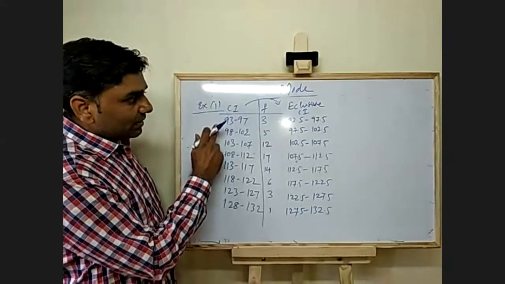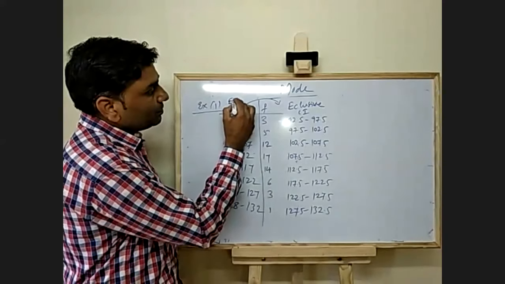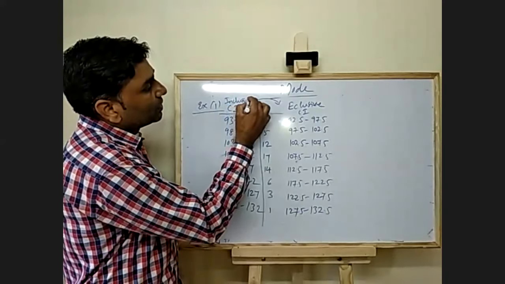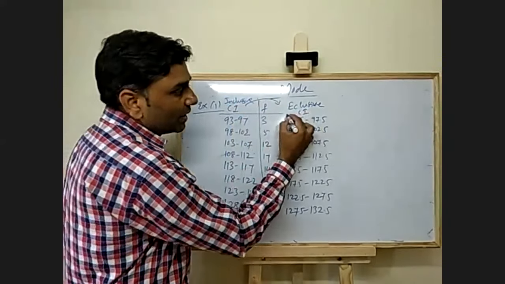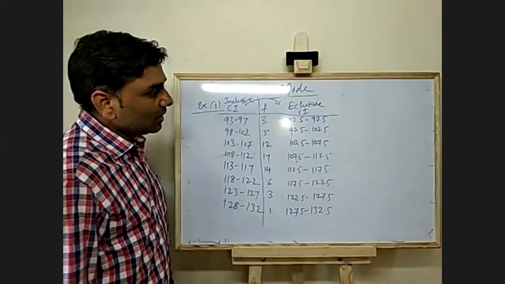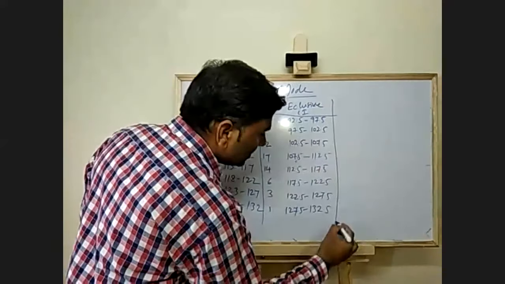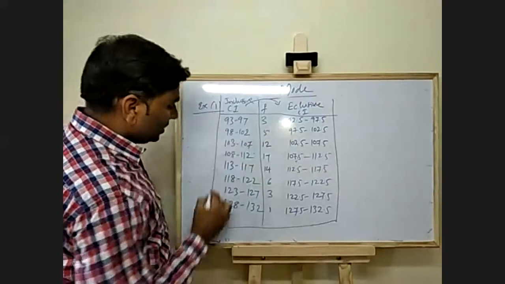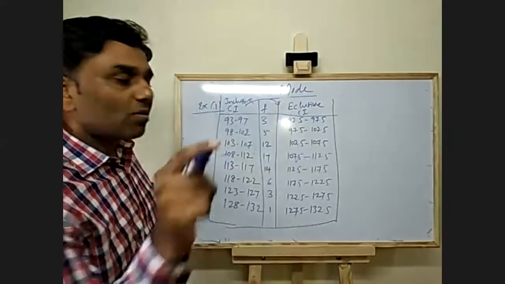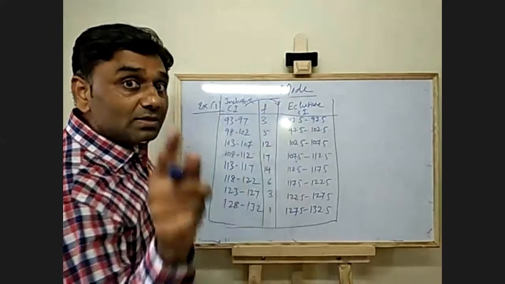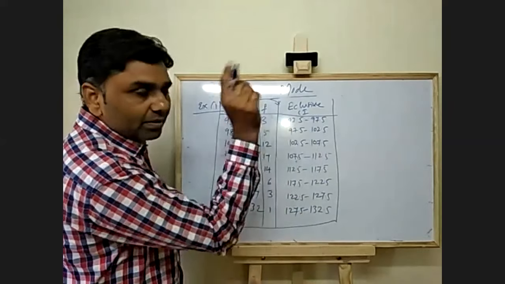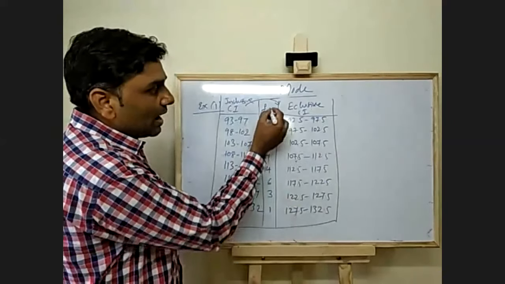What you did here: the inclusive class intervals are first converted into exclusive class intervals. Now you have exclusive, continuous class intervals. See, this is continuous, 97, 97.5. So continuous, exclusive class intervals, and you also have the frequency.